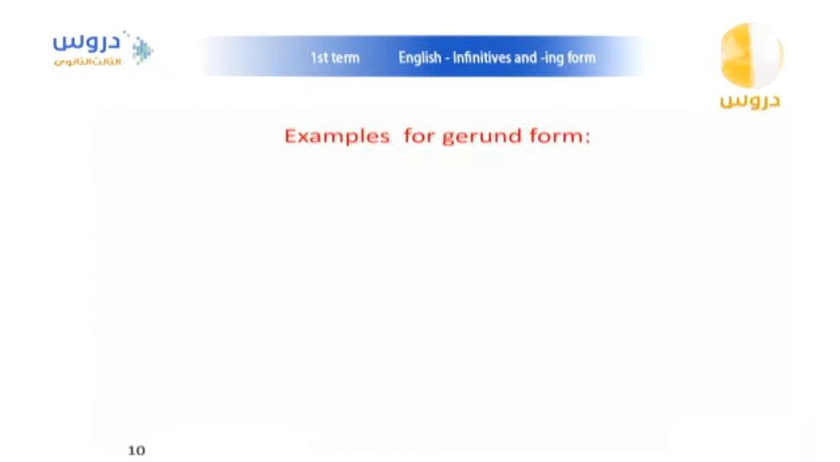Let's now have examples for ing forms. I need you to give me an example. I'm going to start with the first one. Like, for example, let's start with they: they left school without saying goodbye. Like, for example, you have, they left their school without saying goodbye.